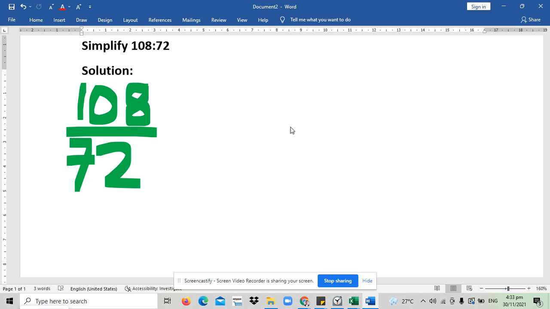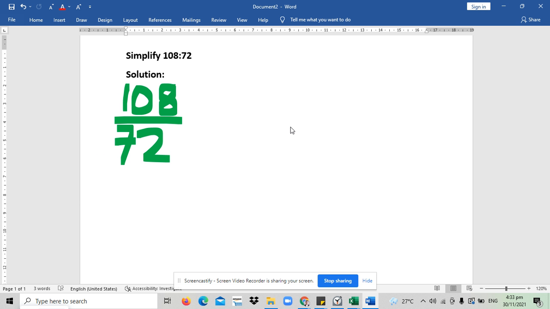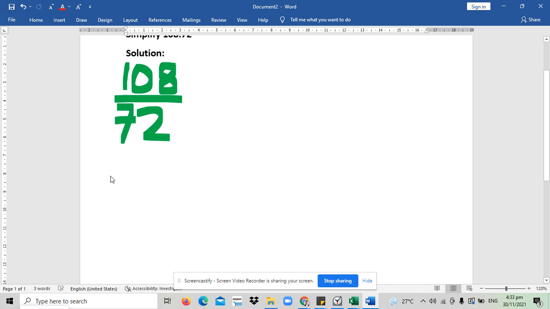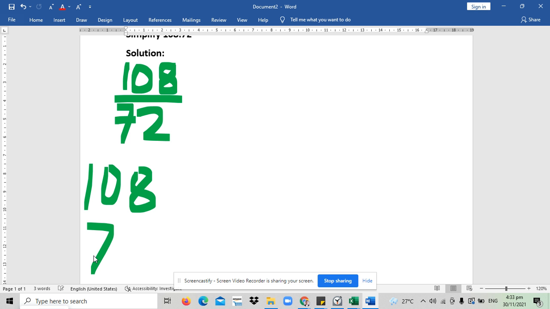And then, what's the second step? The second step is to get the GCF of 108 and 72 by listing the factors of 108 and 72. Now, this is the problem. When we use the strategy of listing factors to find the GCF between 108 and 72, that's quite challenging because 108 and 72 are big numbers.